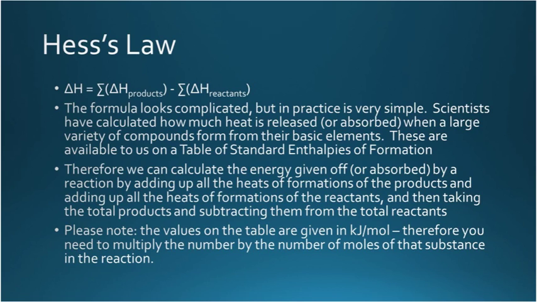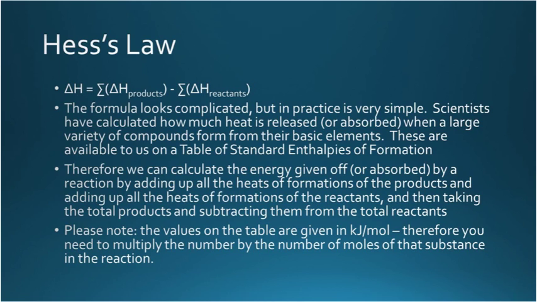The formula for Hess's law is delta H equals the sum of the delta H of formation of the products minus the sum of the delta H of formation of the reactants. This formula looks a little complicated, but in practice it is very simple. Scientists have been calculating how much heat is released or absorbed when a large variety of compounds form from their basic elements. These are available to us on a table of standard enthalpies of formation.